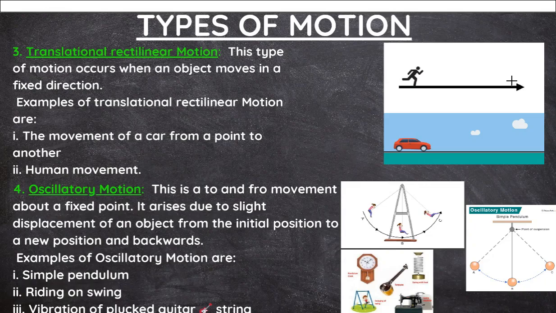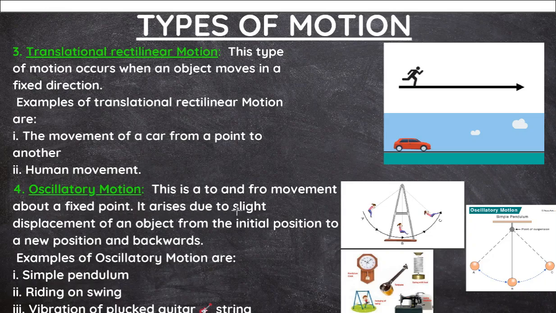So it's a type of example of translational rectilinear motion. Now the next one is oscillatory motion. What exactly is oscillatory motion? This is a to and fro movement about a fixed point.